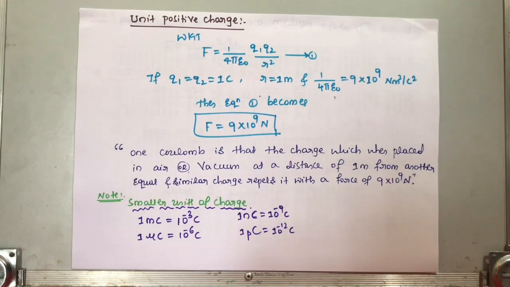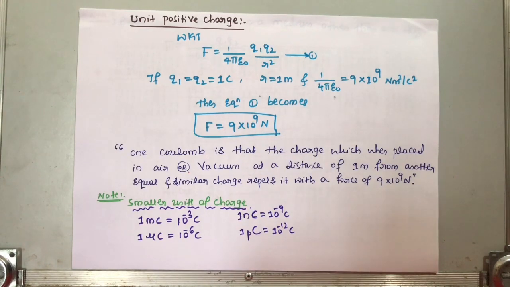Suppose you consider two positive point charges of 1 coulomb each at a distance of 1 meter. The two point charges repel each other with a force of 9 into 10 to the power of 9 Newton. This is known as the definition of coulomb. 1 coulomb is the charge which when placed in air or vacuum at a distance of 1 meter from another equal and similar charge, and this is very important, similar charge, not opposite charge, repels it with a force of 9 into 10 to the power of 9 Newton.